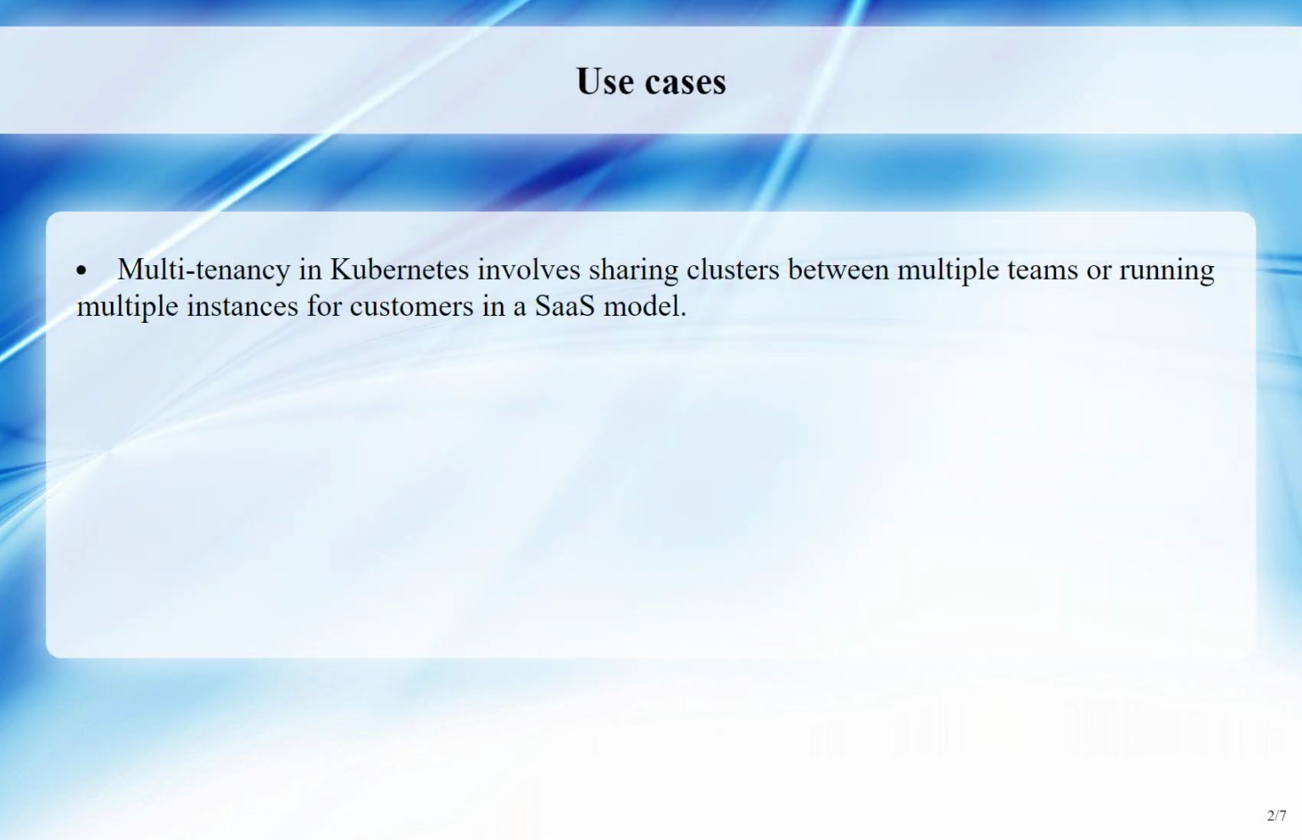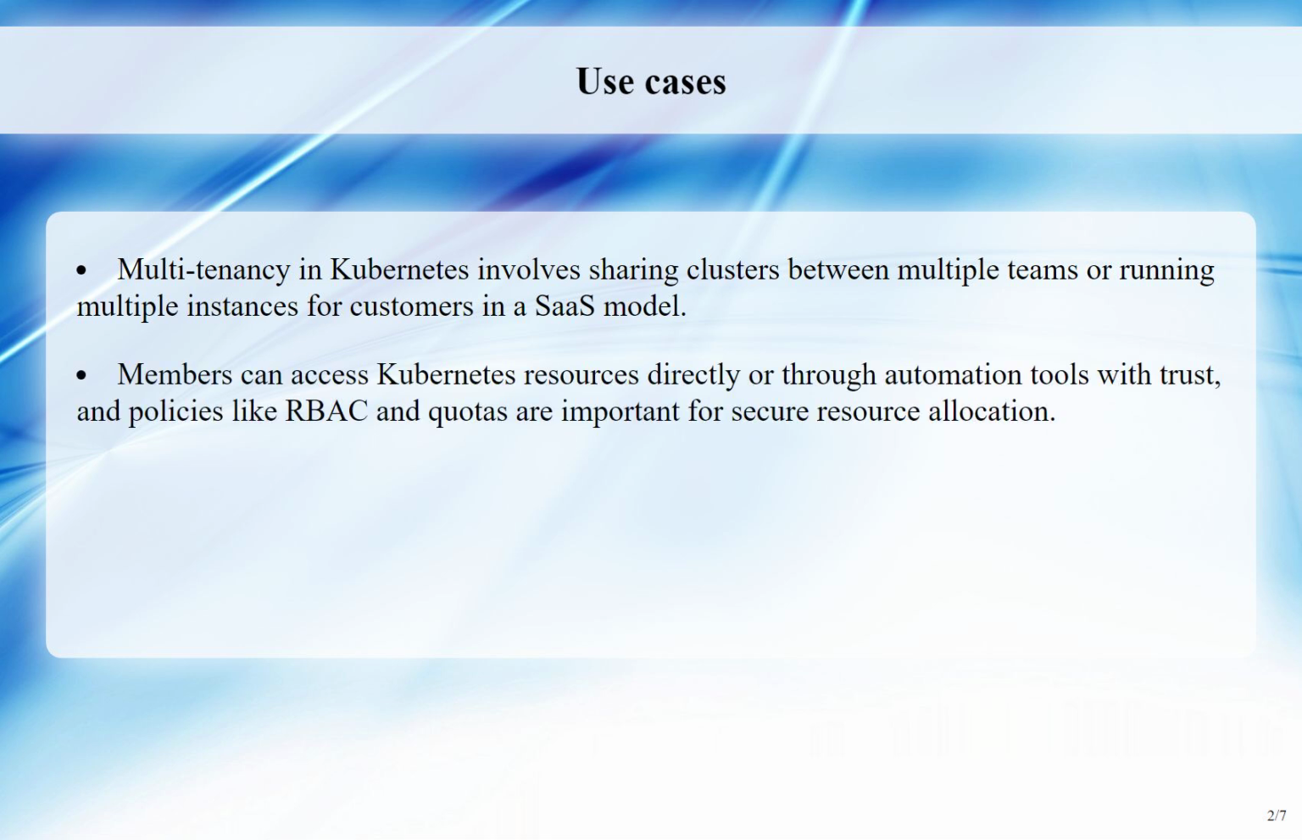Multi-tenancy in Kubernetes clusters can take on two main forms: sharing a cluster between multiple teams within an organization, or running multiple instances of a workload for customers as a software-as-a-service (SaaS) vendor. In the first scenario, teams operate their own workloads and often need to communicate with each other. Members have access to Kubernetes resources directly or through automation tools, with trust playing a role in sharing. Policies like RBAC, quotas, and network policies are crucial for secure and fair allocation of resources.